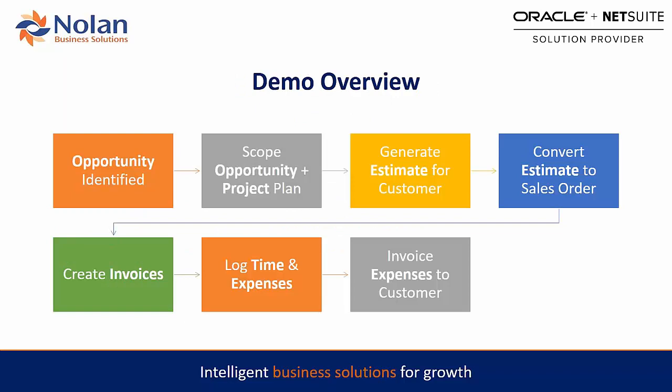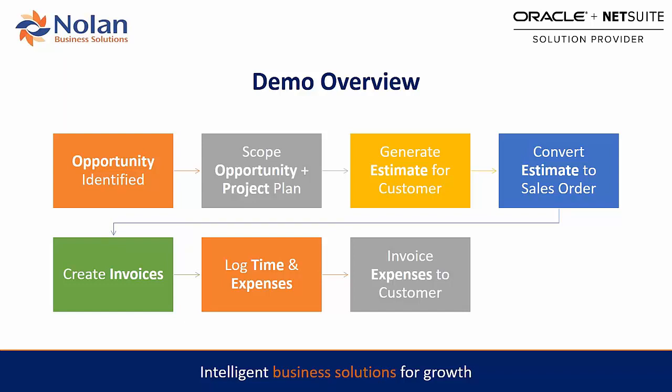So as I said, the overview that we're going to go over today is that we're going to identify an opportunity. We're then going to scope that opportunity and create a project plan with our project manager. We're then going to generate an estimate for our customer back in the business development manager role once it's been scoped. Then we're going to convert that estimate into a sales order, showing you the pipeline end to end and how automated it is. We're then going to create invoices for that particular sales order.